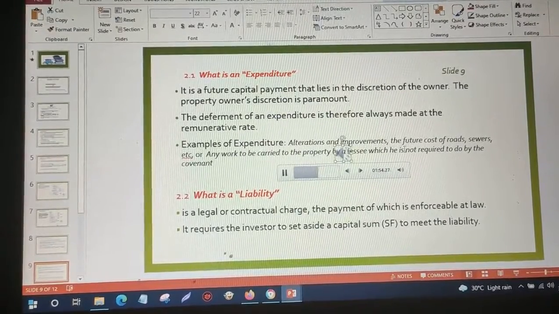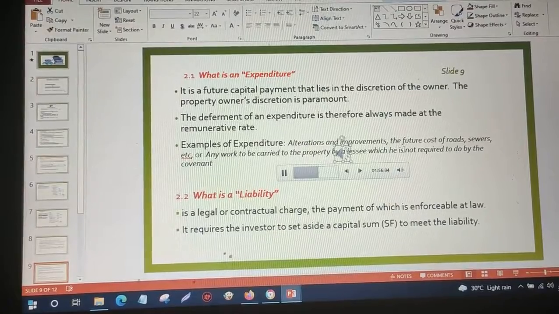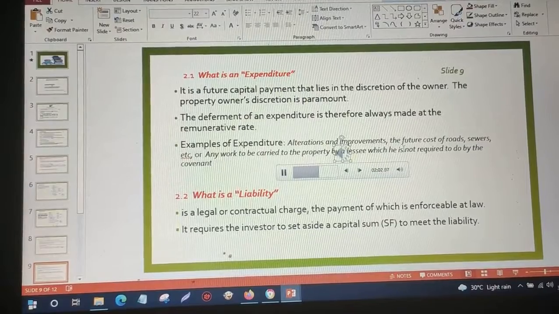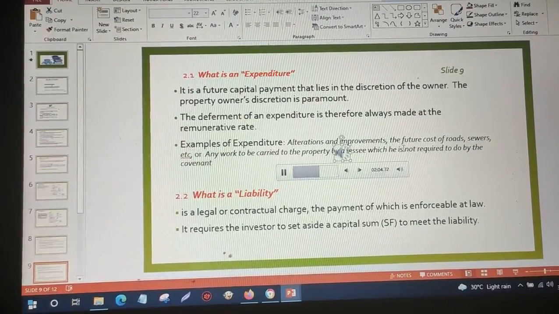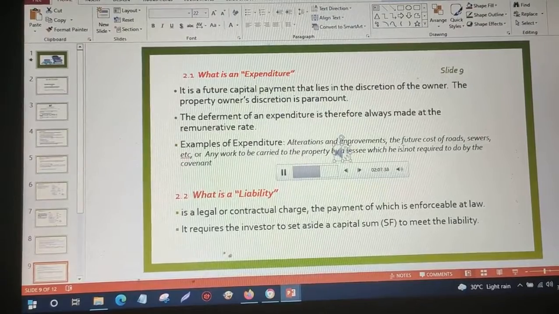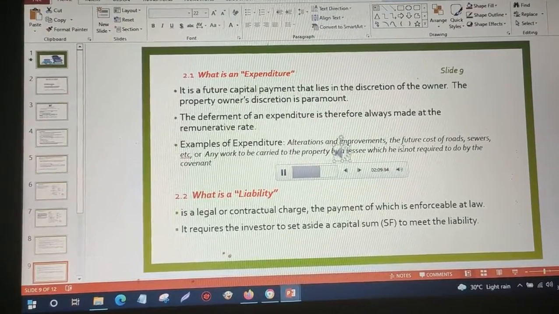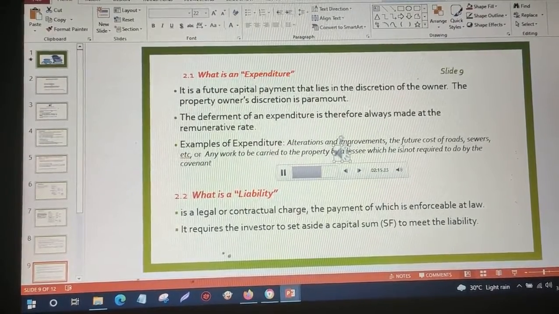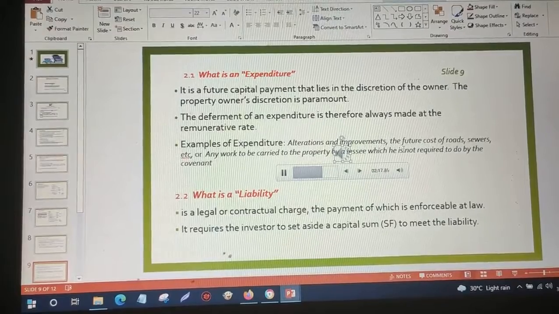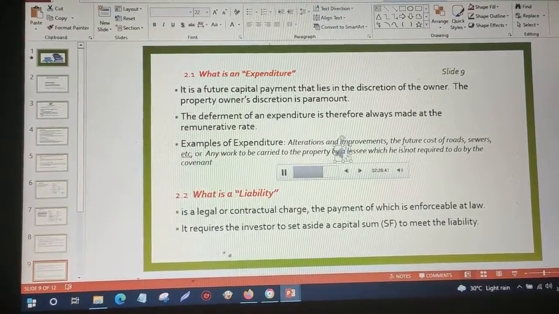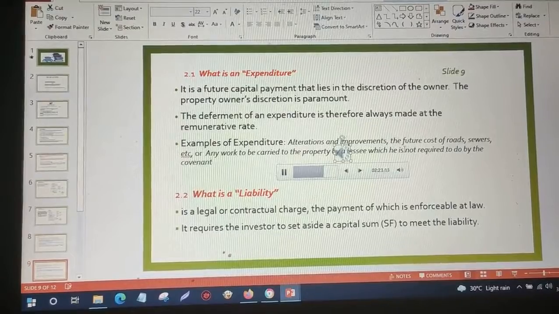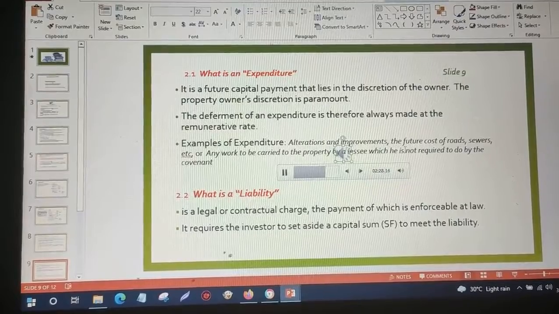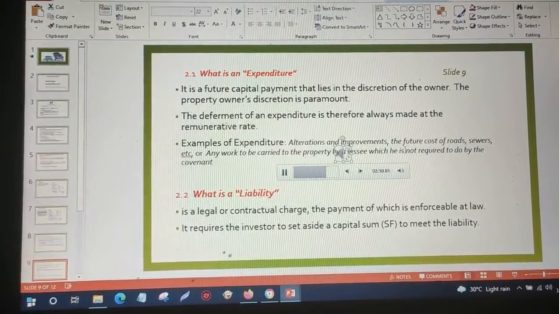So any work to be carried out on the property by a lessee, or by a landlord too, which he is not required to do by the covenant. There is usually a lease agreement and he is not required to do it, but he thinks within himself that if he does it, it will enhance the value of the property. So the applicable rate will be the remunerative rate, the market rate, the market derived rate, because it's not under any compulsion. Then I go to liability.